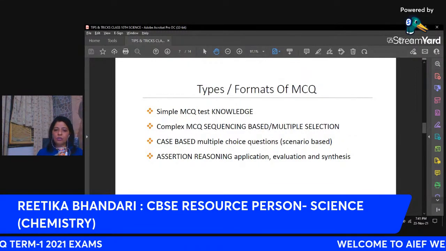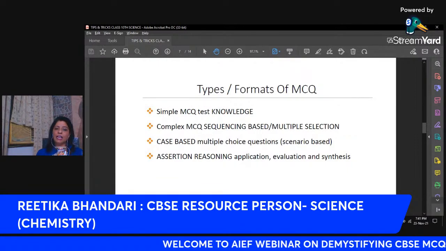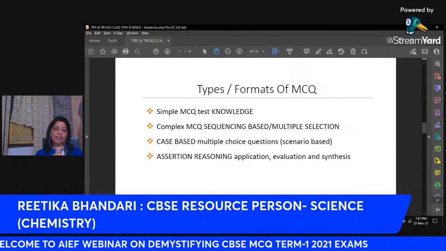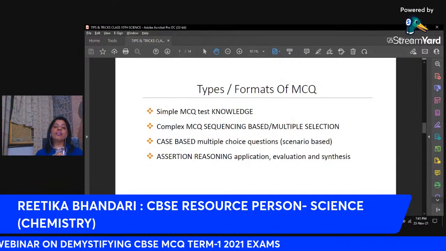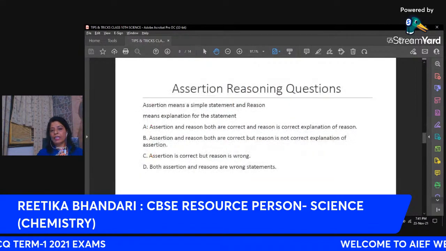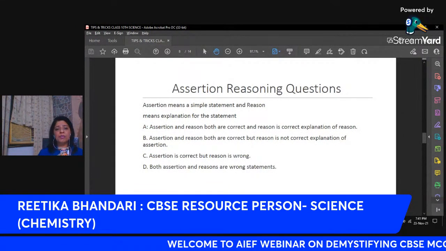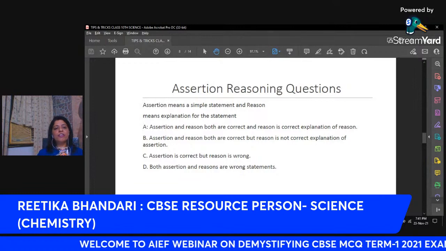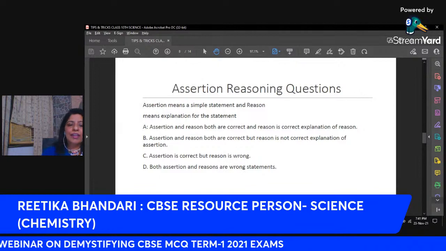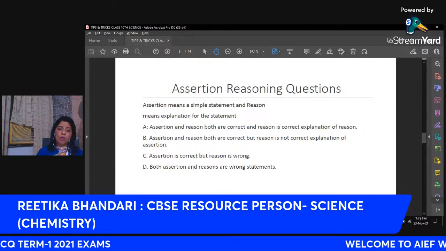Then we have scenario-based questions, and yes, assertion-reasoning. I started with this only: in assertion-reasoning, you have to understand what exactly assertion and reason mean, how to apply them, and whether the statements are correct or incorrect. That's very important. Assertion is a simple statement, and reason is the explanation for the statement. We have options like both are correct, or one is correct and the other is wrong. You will be given these options A, B, C, D.